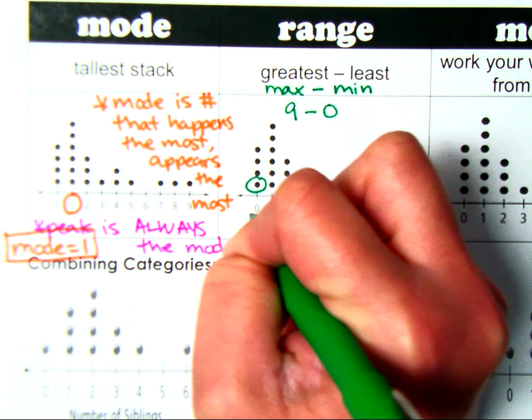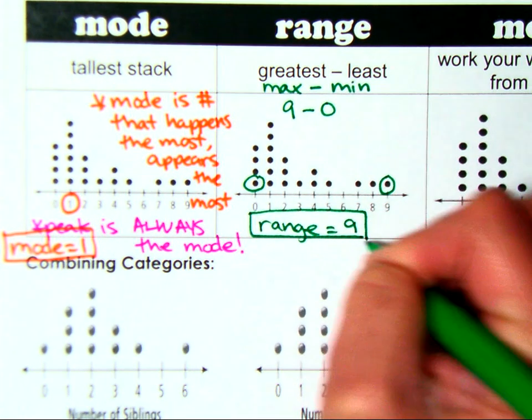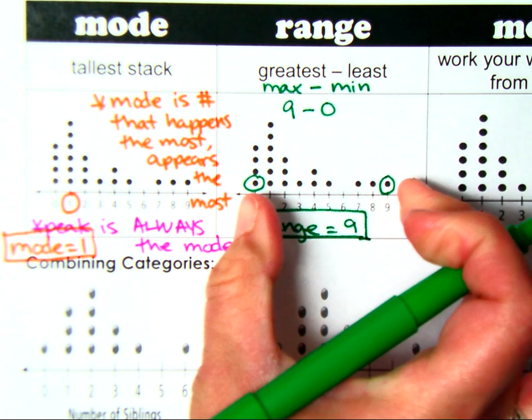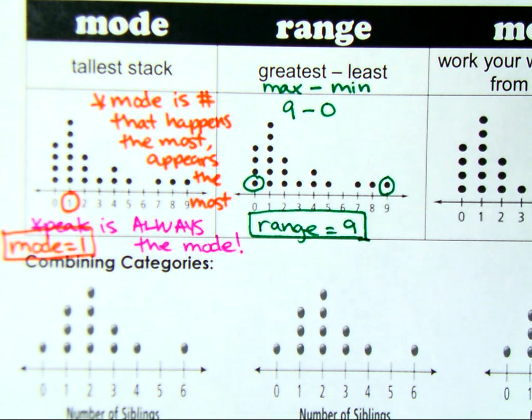And remember, another way of saying range is spread. So this data is spread out over 9 numbers.